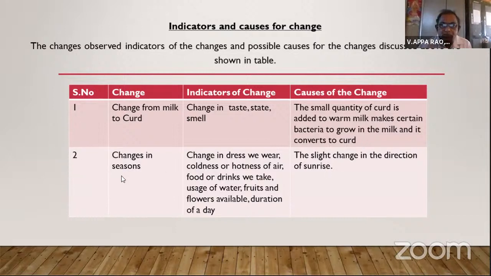Second change: changes in seasons. Indicators of this change are change in the dress we wear, coldness or hotness of air, food or drinks we take, usage of water, fruits and flowers available, and duration of the day. These are the indicators of the change.